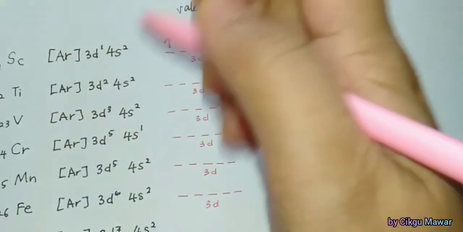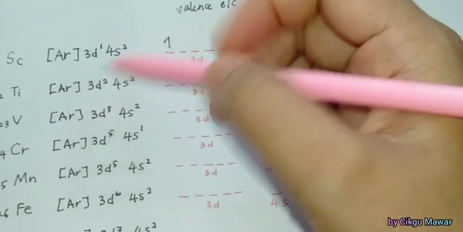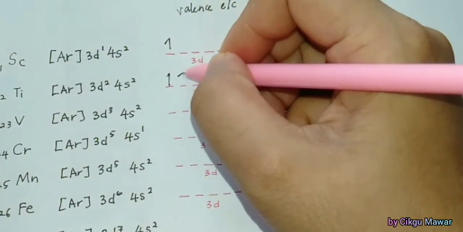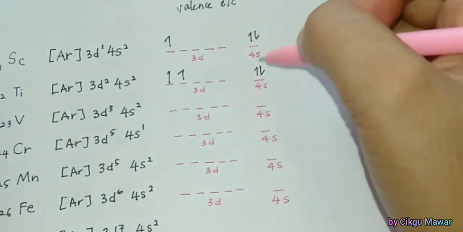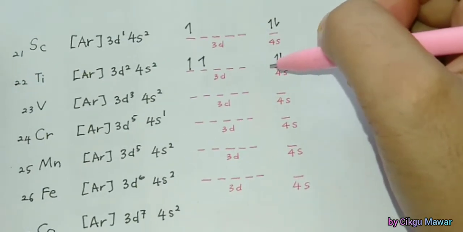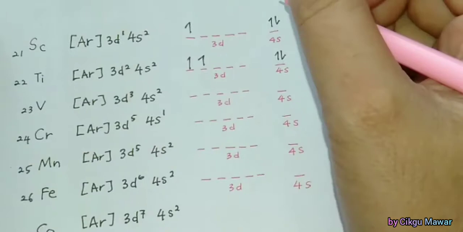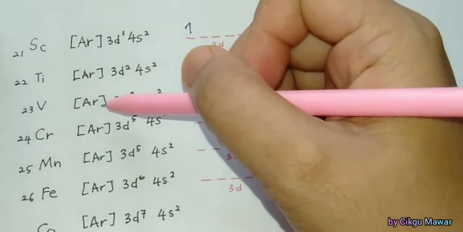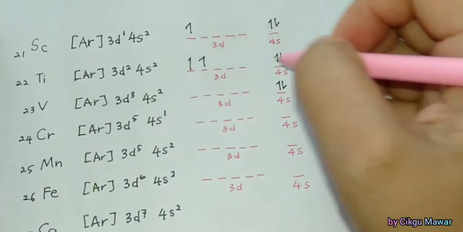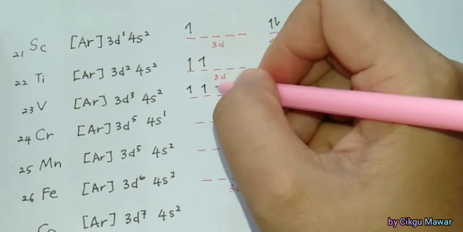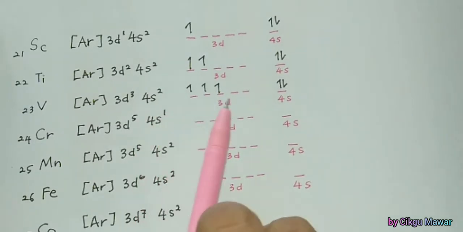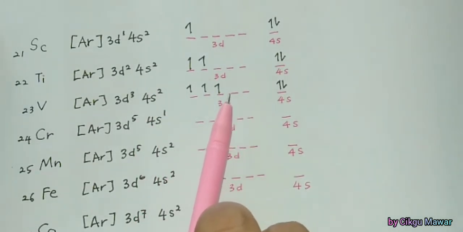Okay, for titanium we have 22, so 18, 19, 20, 21, 22. Here is the valence electron, which is 3d2 and 4s2. Followed by vanadium. Vanadium has proton number 23, so 18 is from argon, so 18, 19, 20, and then 21, 22, 23. So we have 3d3 and 4s2 as the valence electron configuration of vanadium.